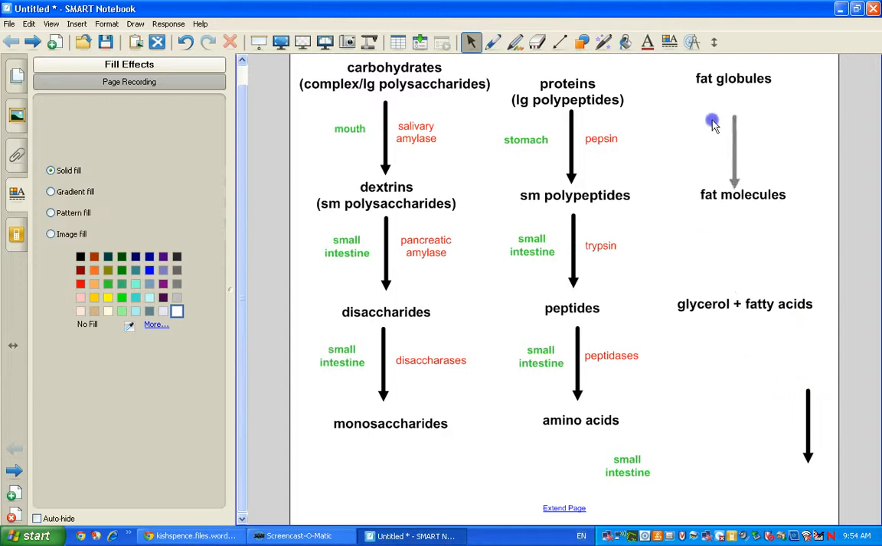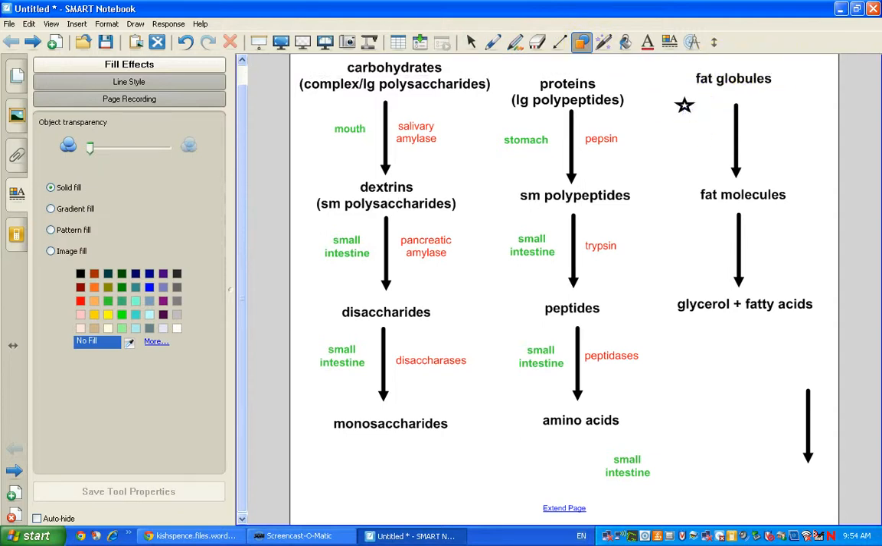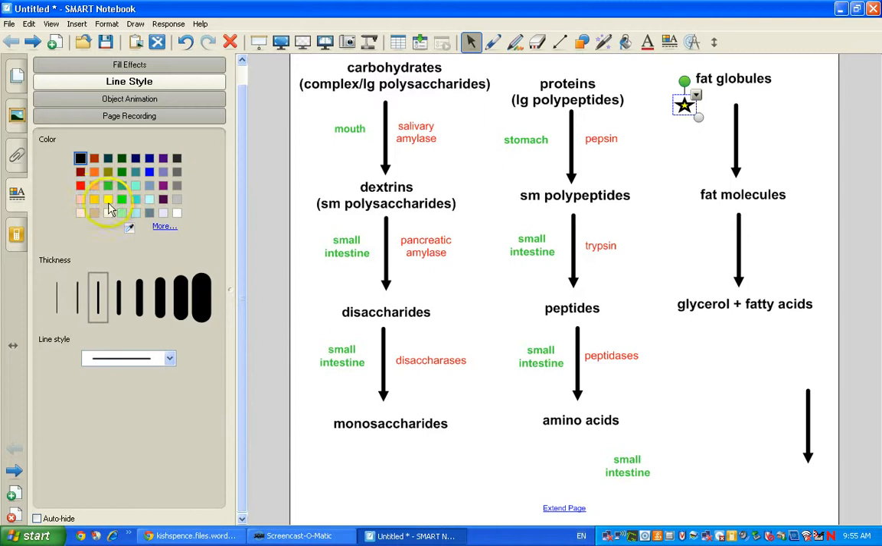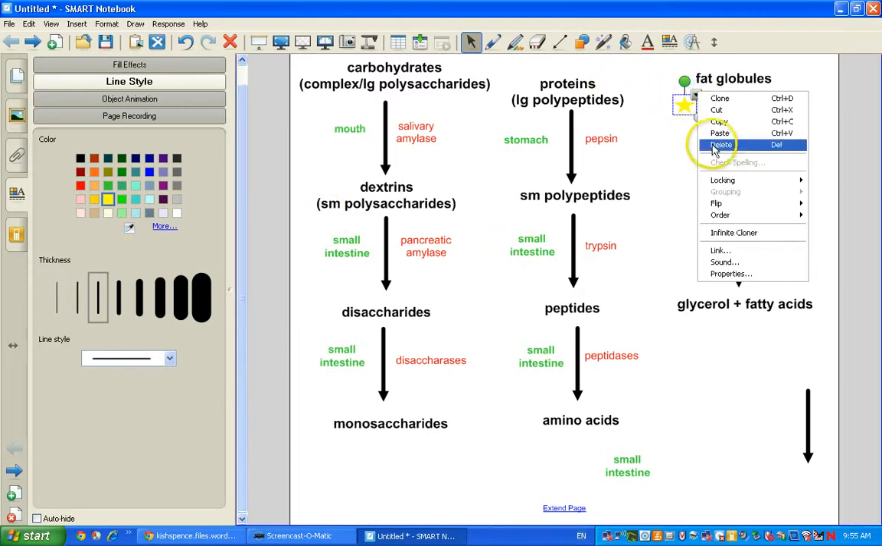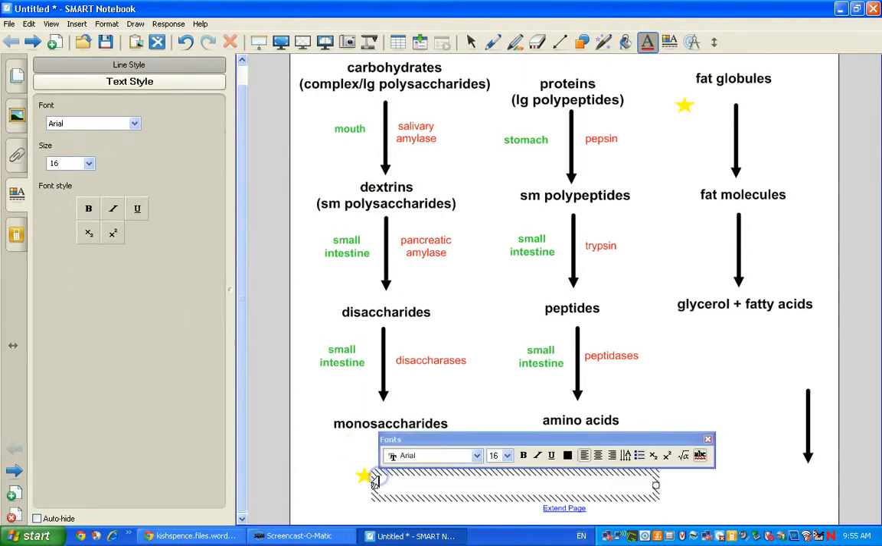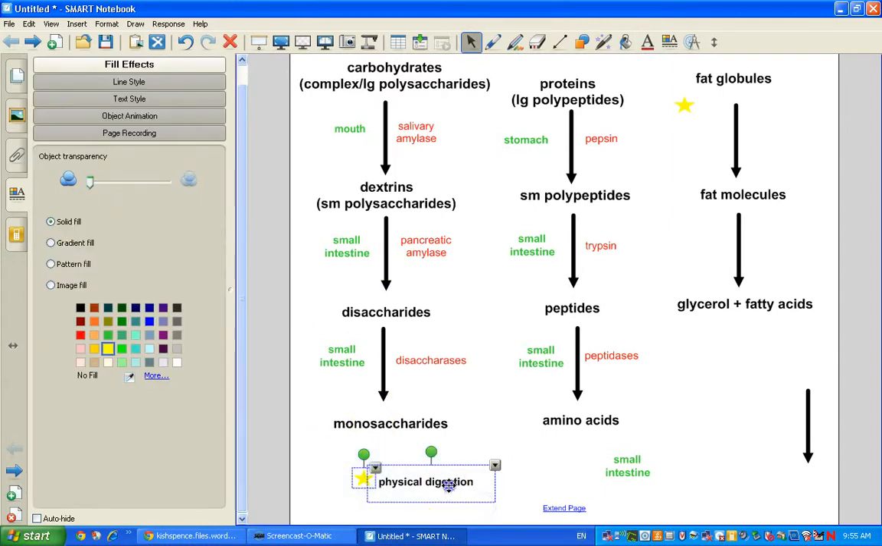So, let's see. All the rest of this stuff is chemical digestion except for this step here. So we're going to put maybe a star by that. Let me have shape. There we go. We'll put a little star, and we'll make that star yellow. And we'll put down here physical digestion or mechanical. Either's fine. Okay, so that's what that star means, that step is physical.